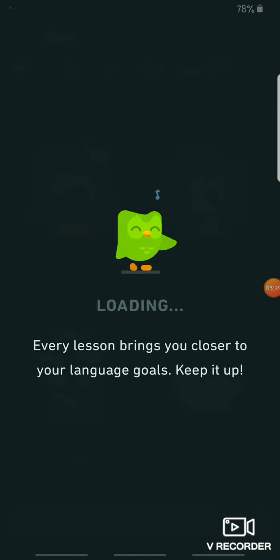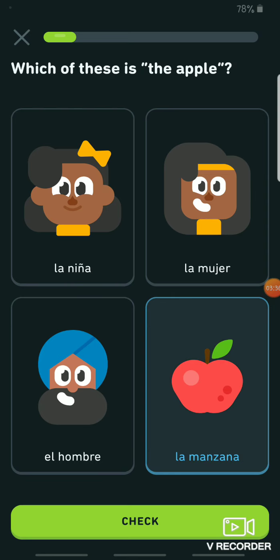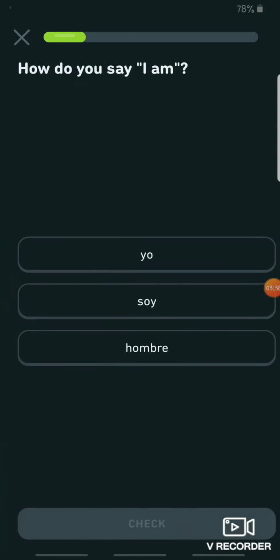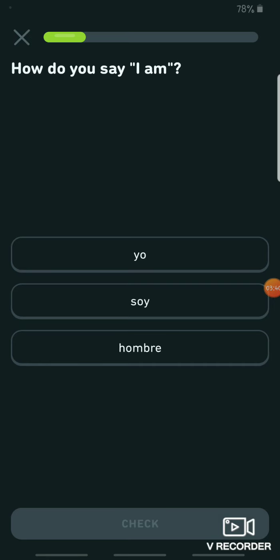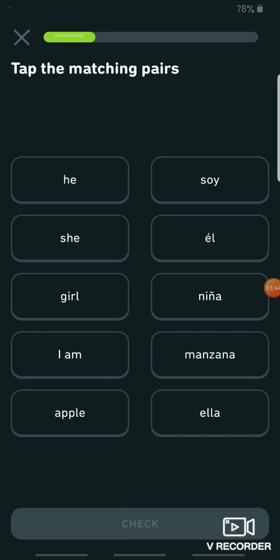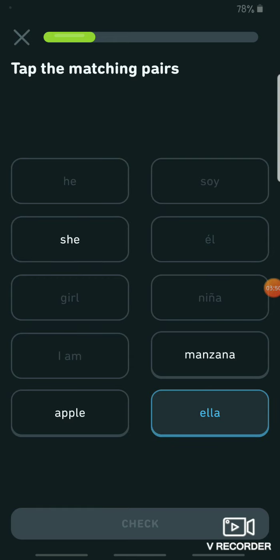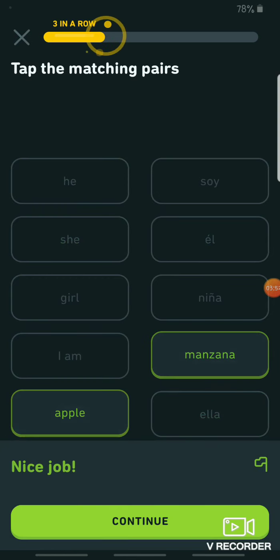Every lesson brings you closer to your language goal. Here we go. The apple, la manzana. Yay, good job. I am, soy. Soy is I am. Niña is girl. Él is he. Ella, she. Manzana, apple.